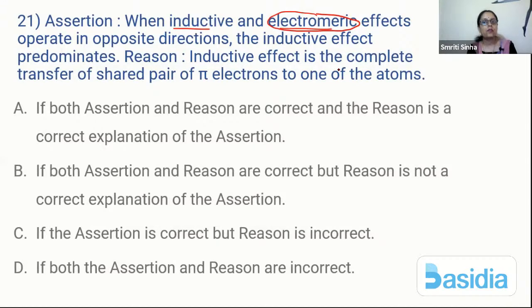Reason: inductive effect is the complete transfer of shared pi electrons. So this word itself makes this statement wrong because it is not the complete transfer of pi electrons. It is just the displacement of sigma electrons, not the delocalization or transfer, but the displacement of sigma electrons. So in this case, the assertion and reason both are incorrect. That is option D.